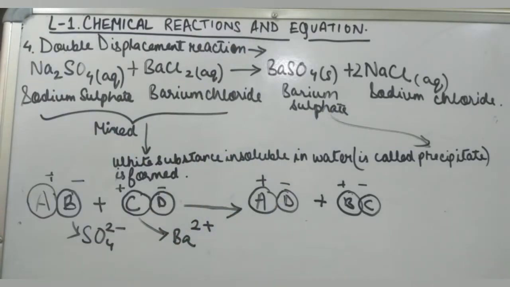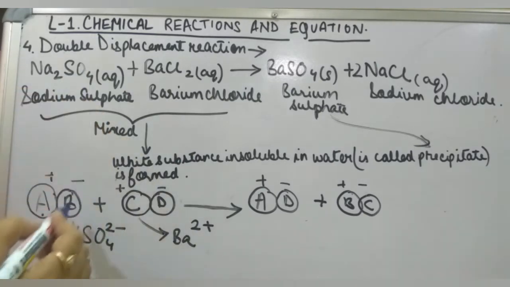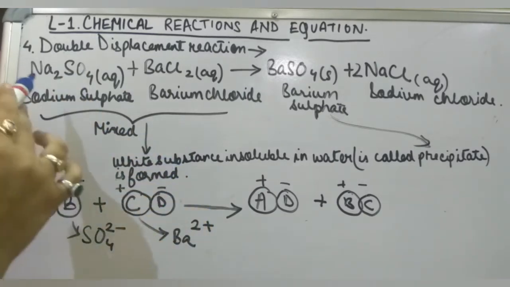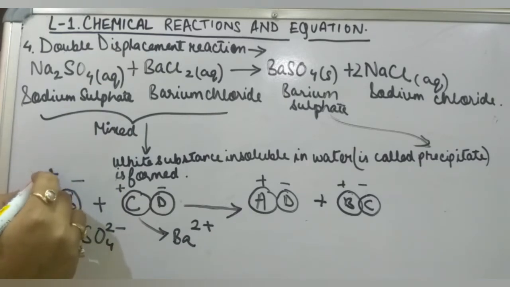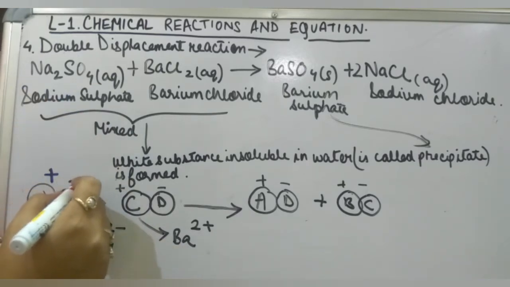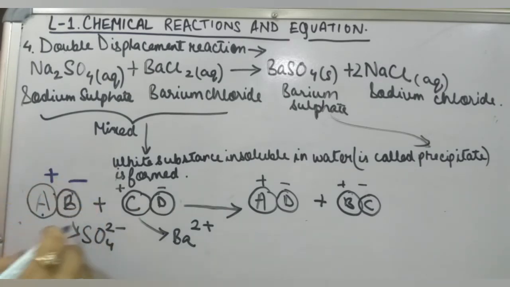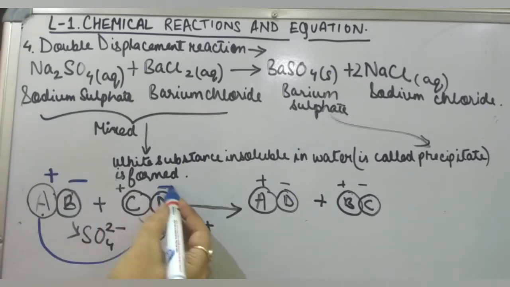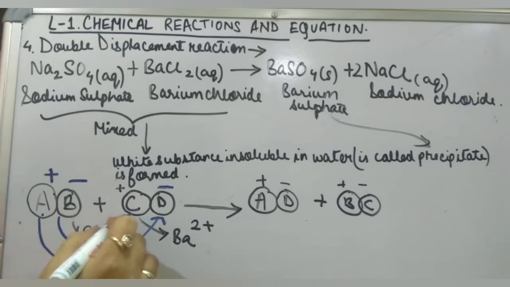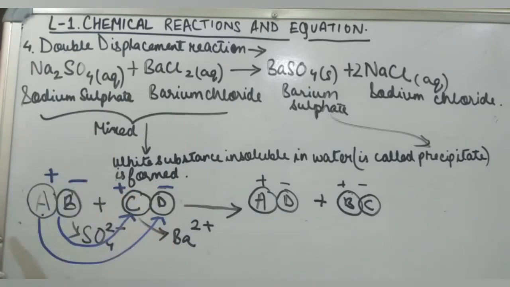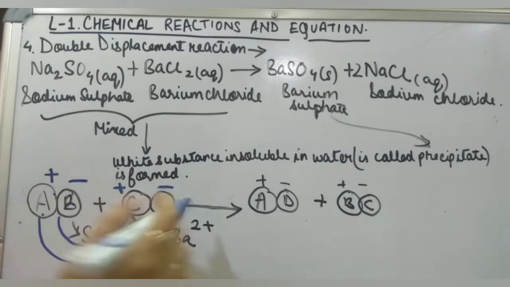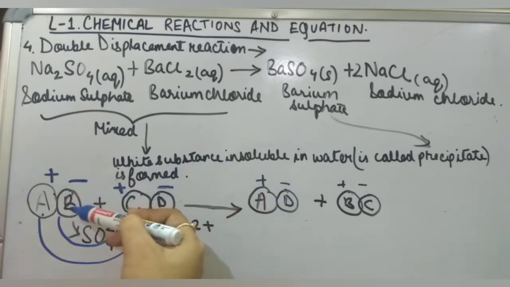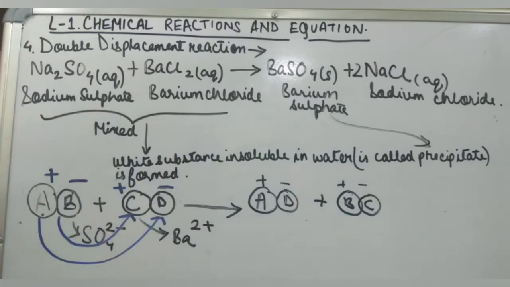From Na2SO4, the Na2 is represented as A, okay, and SO4 is represented as B. In A we are giving a positive sign, and in B we are giving a negative sign. So in this reaction, the positive ion and the negative ion will switch places. Hence we can say that in a double displacement reaction, the positive and negative ions switch places to form new compounds.